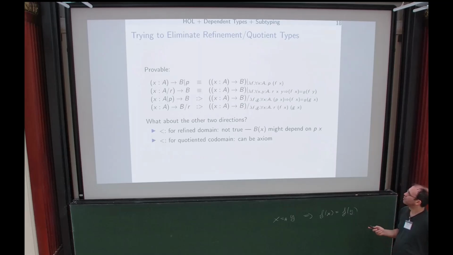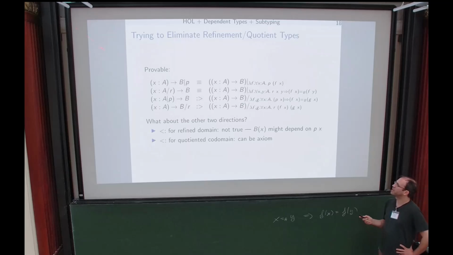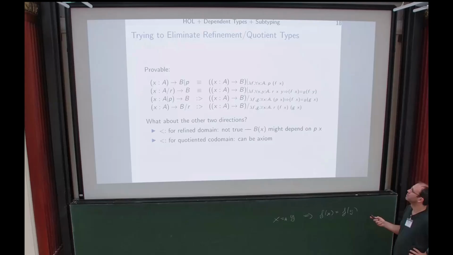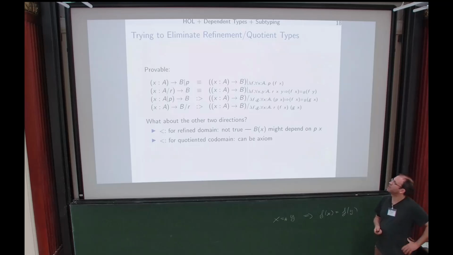For a refined domain, this was the most surprising case. We could actually find counterexamples. So this one is not equal to this one. And the reason is simply that here, the well-formedness of b of x might already assume that p is true. So in that case, this type isn't even well-formed. So you can't even start trying to make them equal. So that was the roadblock we hit that we haven't really worked around yet, that we can't push refinements of the domain out of the pi.